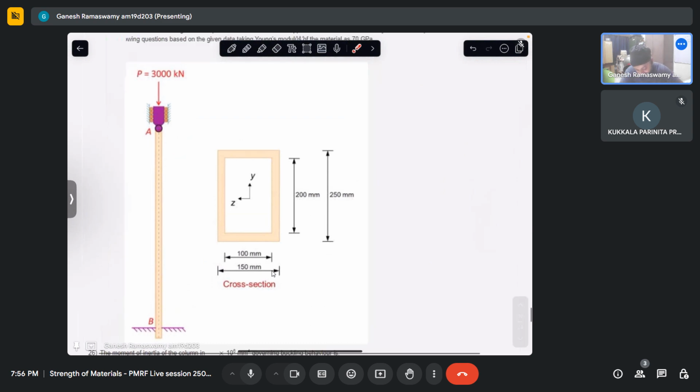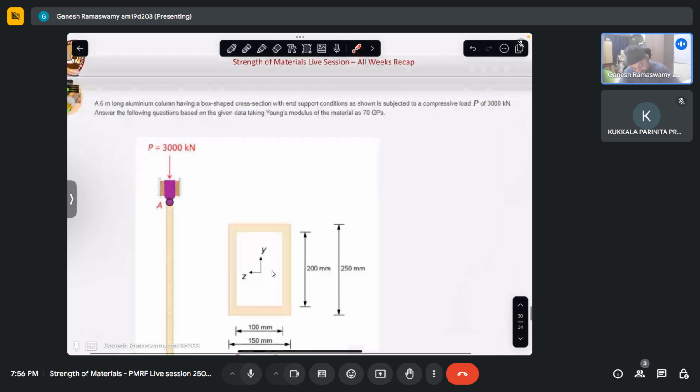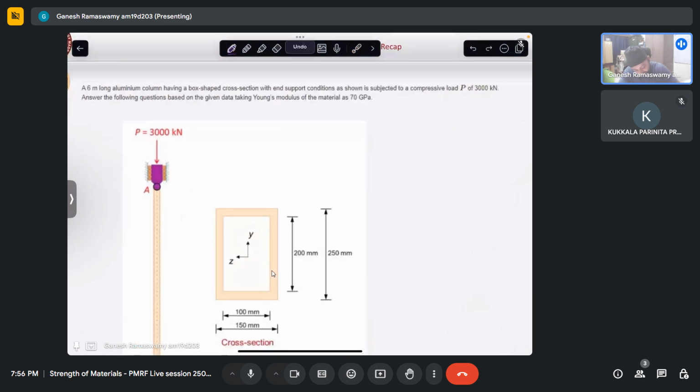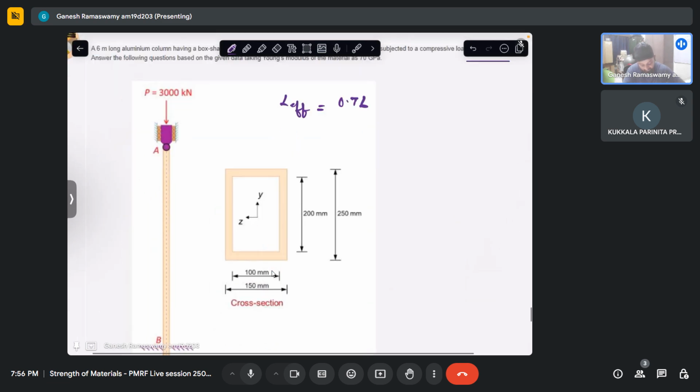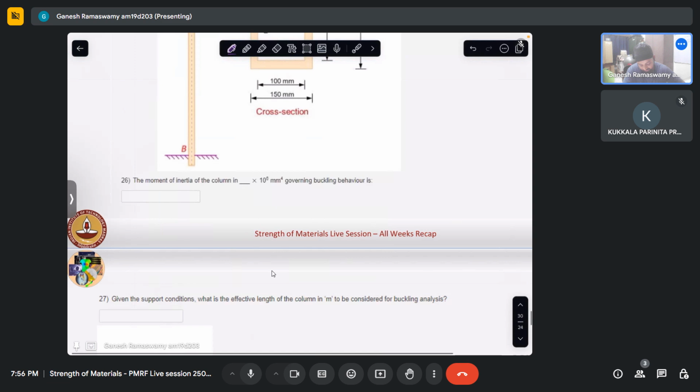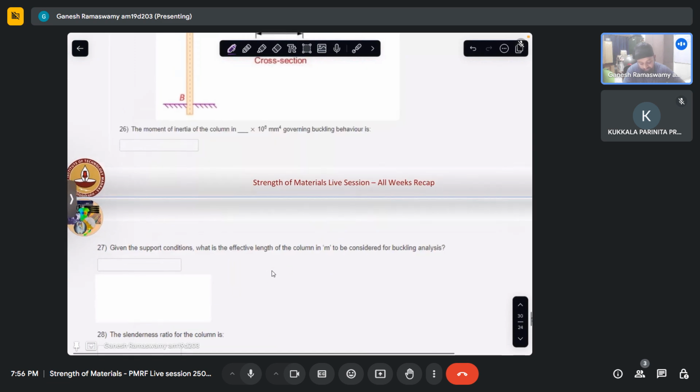So for such cases, we know that L effective is nothing but 0.7 times the actual L. Based on this, it is subjected to a compressive load of 3000 kilonewton, that is 300 tons of load, taken by this column, and its cross section is this way. So the question asks, the moment of inertia governing the column buckling is which one?